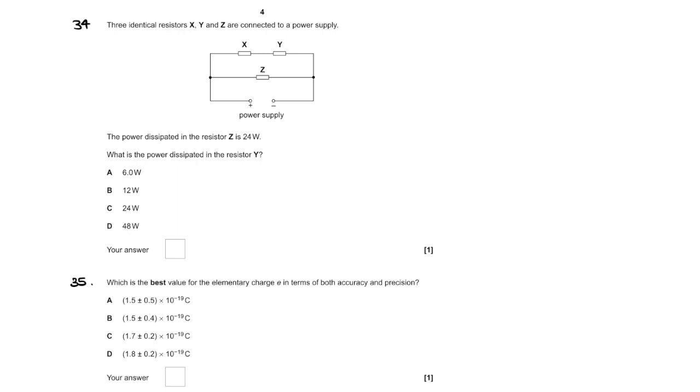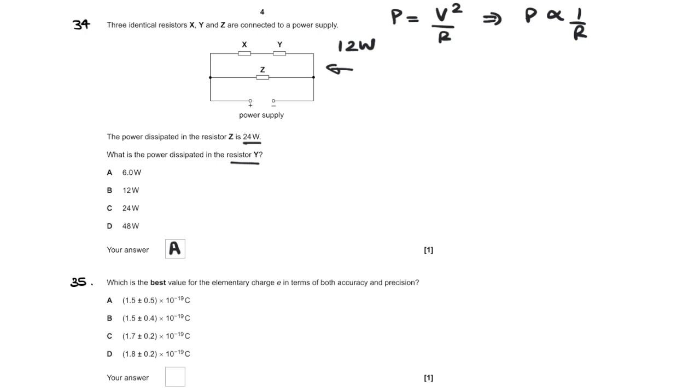Question number 34 has 3 identical resistors X, Y, and Z, and the power dissipated through Z is 24 watts. What is the power dissipated through resistor Y? We know that this is a parallel connection right here. Power is equal to V squared over R, or because V is constant, power is inversely proportional to R. So if we have 24 watts in Z, we're going to have 12 watts in X and Y altogether. Then if you further halve it, it will be A, because they're all identical resistors.